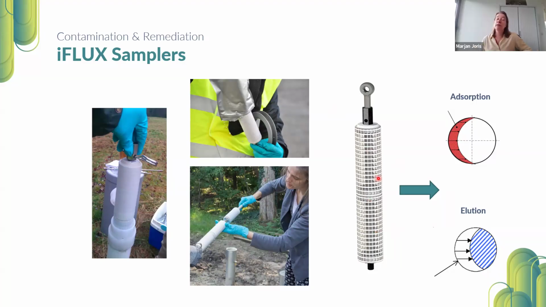They stay there for a couple of weeks to a couple of months, and then they are retrieved and sent to the lab. The lab will analyze the tracer alcohols for the water flux and the contaminants adsorbed to the resin for the mass fluxes, and these are reported and calculated to mass flux.